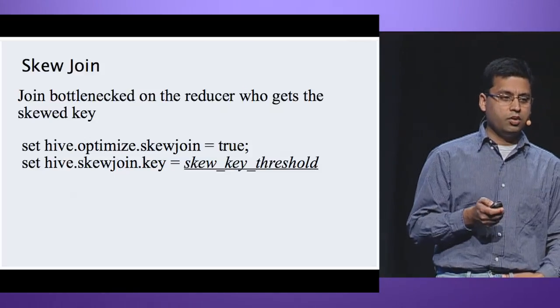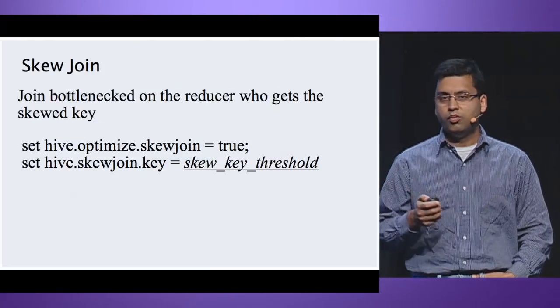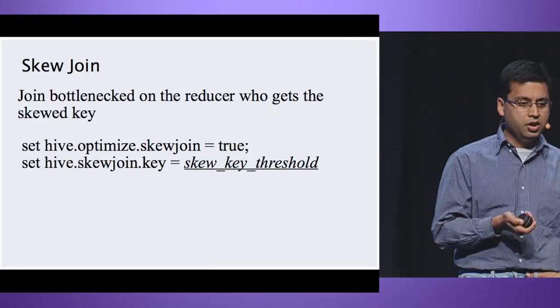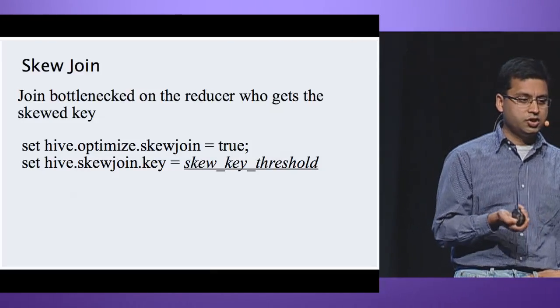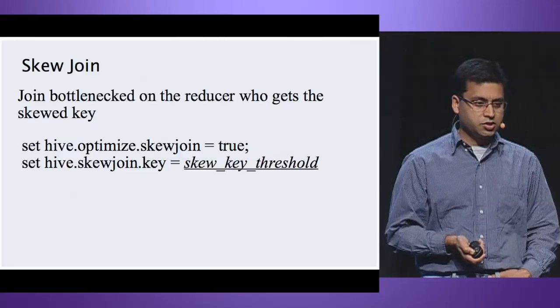But we have solved the second problem, that the reducer does not have to consume the CPU to do the multiplication. So here are some parameters, and these are turned on by default in our warehouse. And basically, you can optimize the skew join.